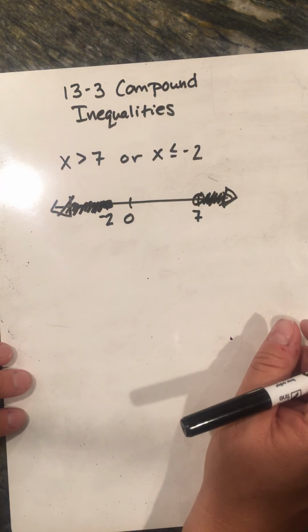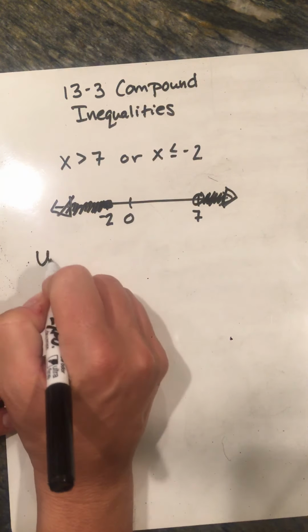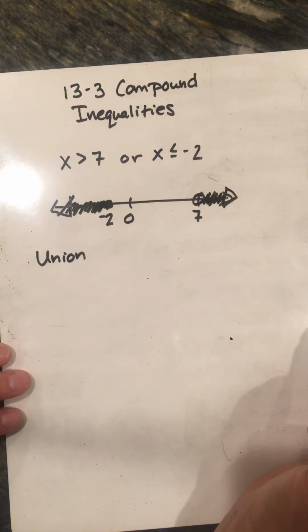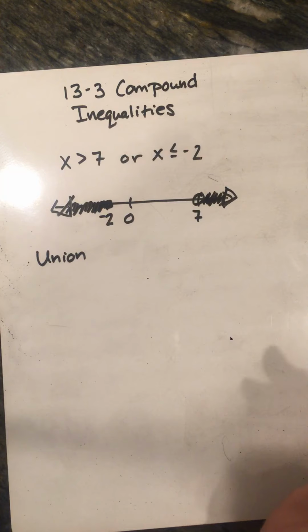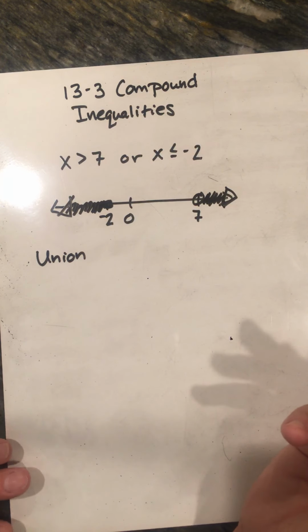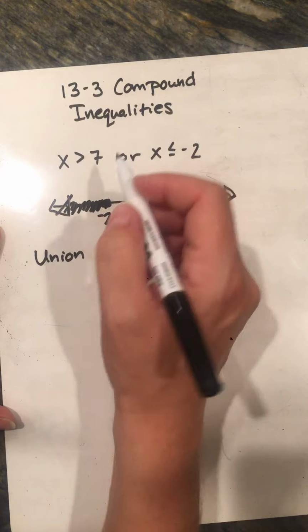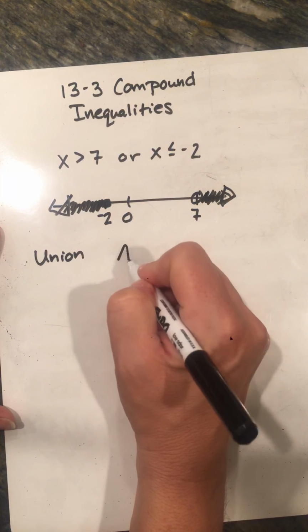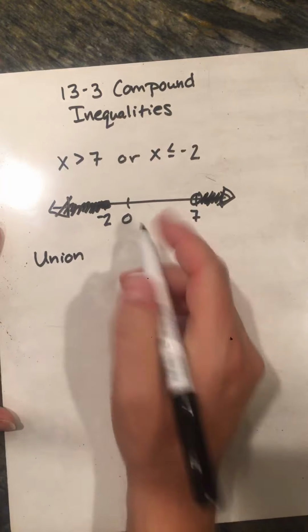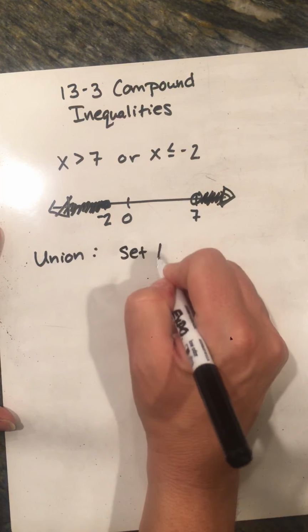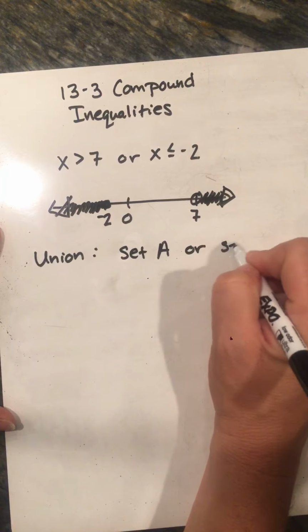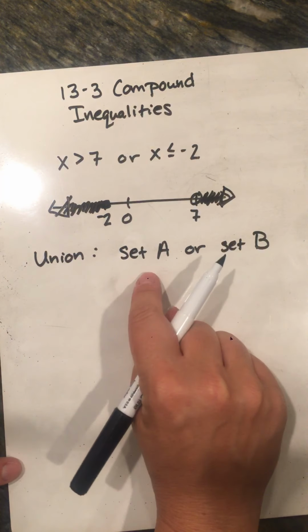So let's talk about the word union. I think of weddings, like Holy Union, I'm thinking Princess Bride right now. But anyway, the union is numbers that are in either of these sets. So you could say if this is set A, union would be set A or set B. So a number that falls in set A or set B.